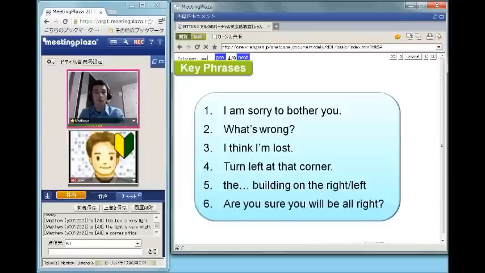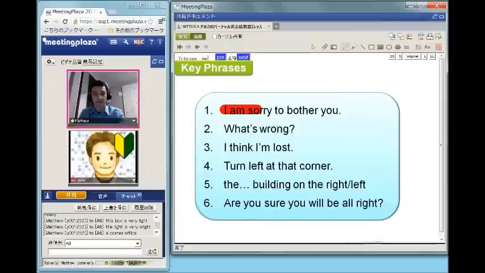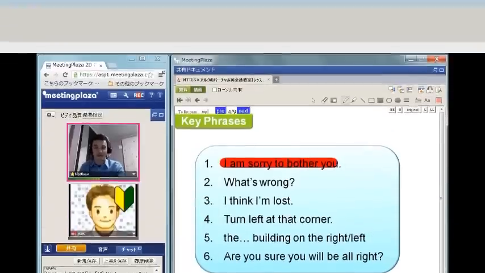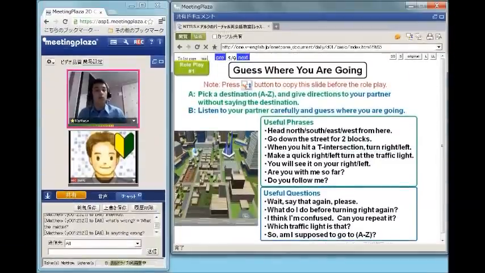So if you can read number 1 for me, please. I'm sorry to bother you. Okay, very good. Okay, Maru. So this is the role play for today. Since we are asking for help, I mentioned earlier that many people get lost. They don't know how to get somewhere, right? So we are going to practice asking and giving directions to each other.